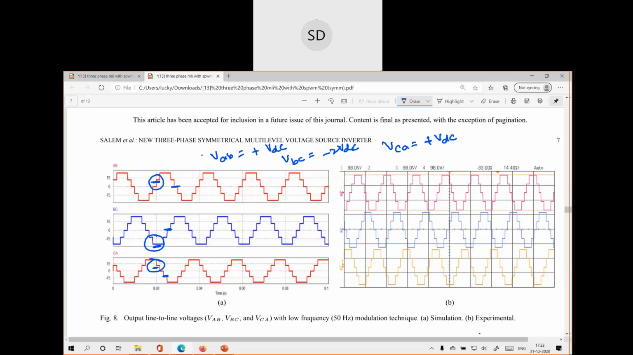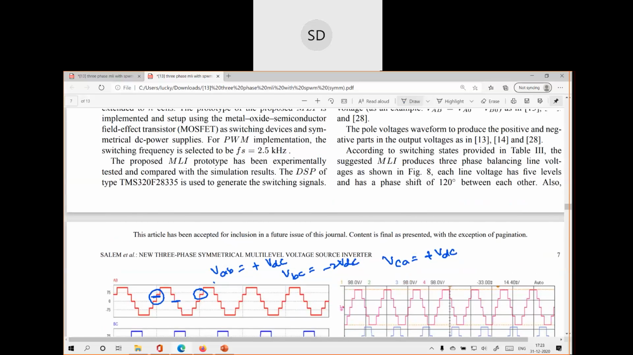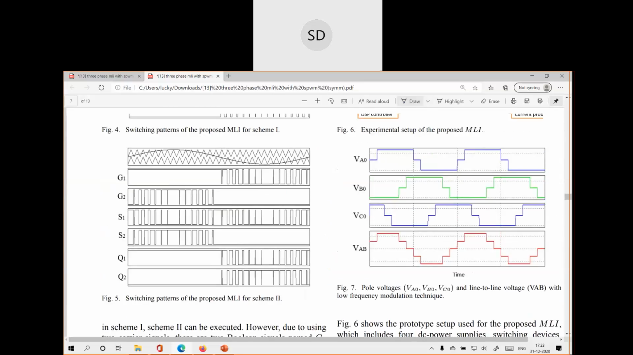Actually, I'm measuring this. So this is the voltage scenario. Similarly, we have other conditions. If this is the case, this is the one, and this is the one. Based on that, we can create the switching table. It will be something like this.